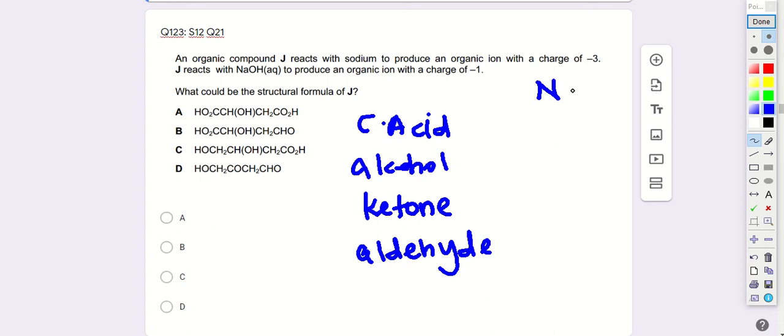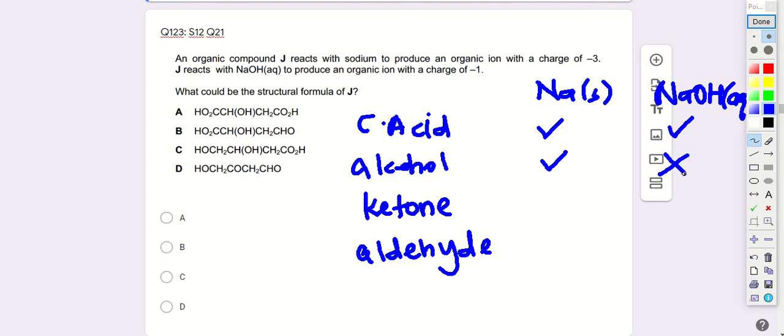So let's look at their reactions with sodium and also sodium hydroxide. Now carboxylic acid can react with both. Alcohol can react with sodium but not sodium hydroxide. Ketone will not react with both. Aldehyde will not react with both. So that means we do not look at ketone and aldehyde functional groups, because they are not involved in the reaction.